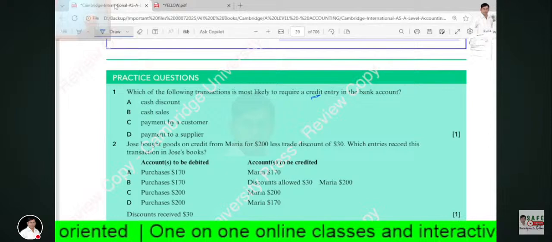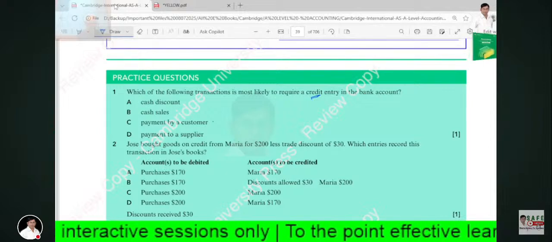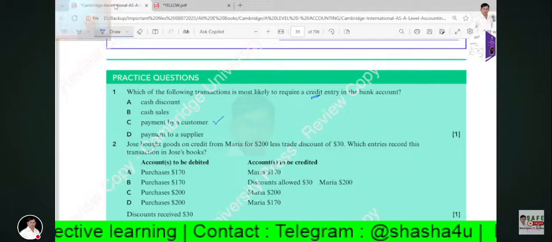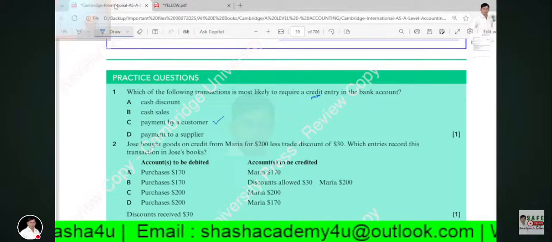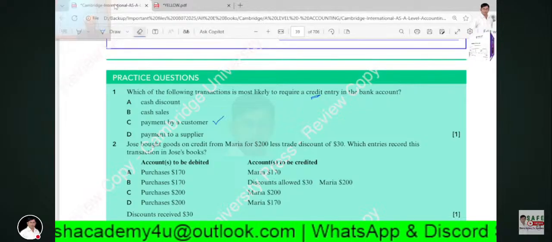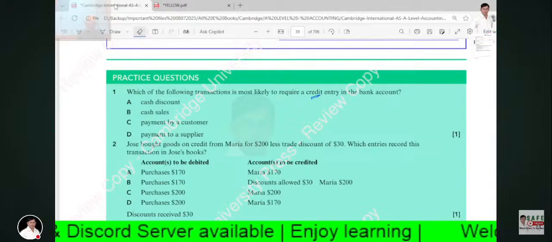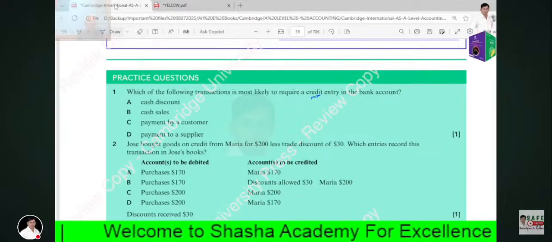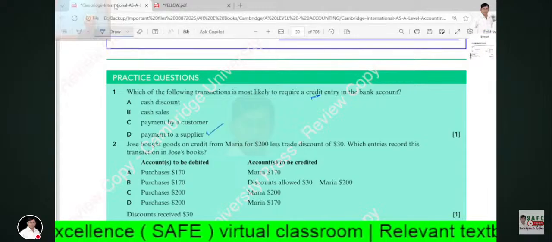Payment to a customer. When we pay, obviously money is paid, so the bank account is credited. But this is payment by a customer, which means we will receive, not pay. Payment to a supplier is something we pay, so money goes out. This is the answer.